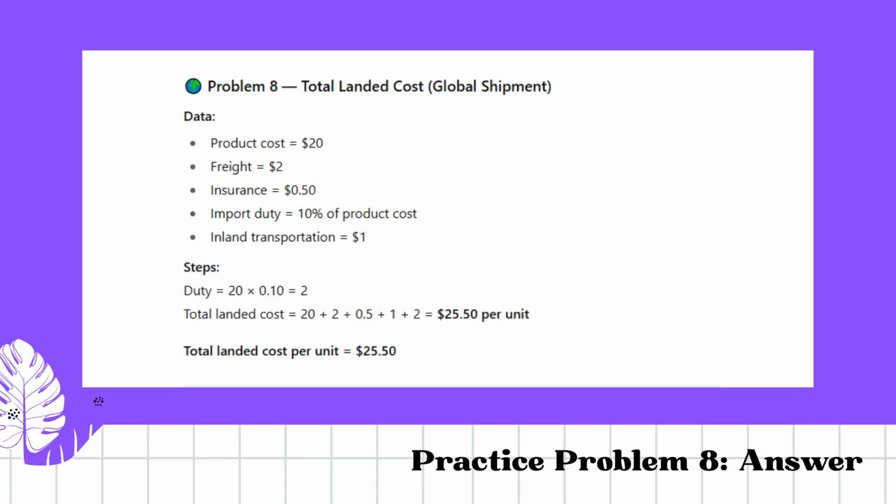Explanation. Problem 8. Total landed cost includes every expense required to get the item from the supplier's door to the company's facility. We add the product cost, freight, insurance, duty, and inland transport. A 10% duty on a $20 product adds $2, bringing the total to $25.50 per unit. That's the true cost of acquiring each imported component once all logistics and fees are considered.